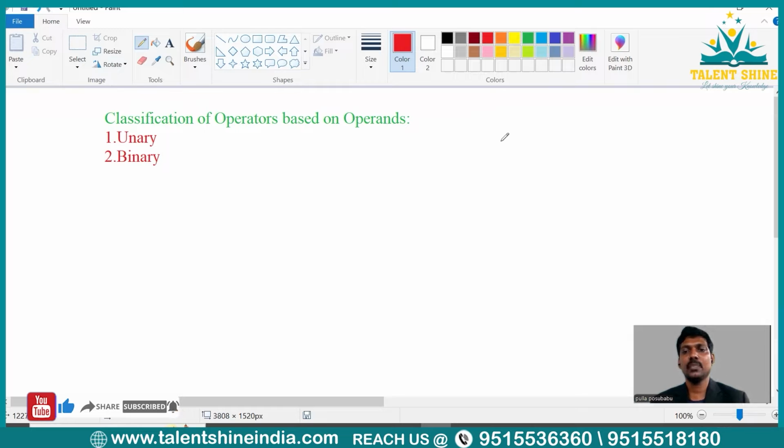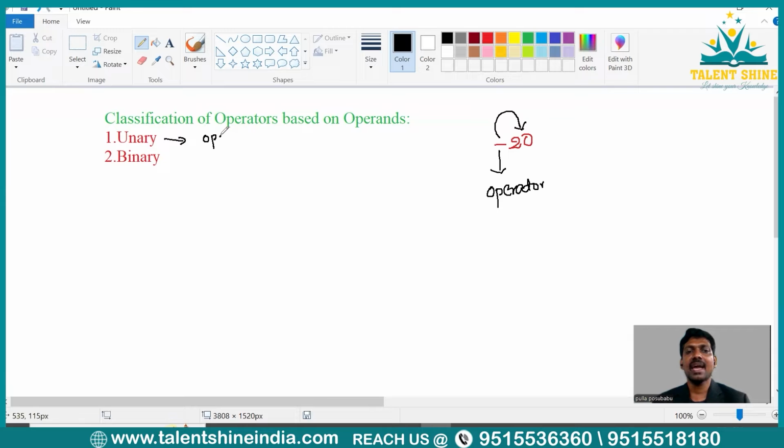Let me take one example. If I have given minus 20, here minus is the operator. Now, this operator acts on how many operands? Only a single operand. Hence it is called a unary operator. So unary operator means the operator acts on a single operand.